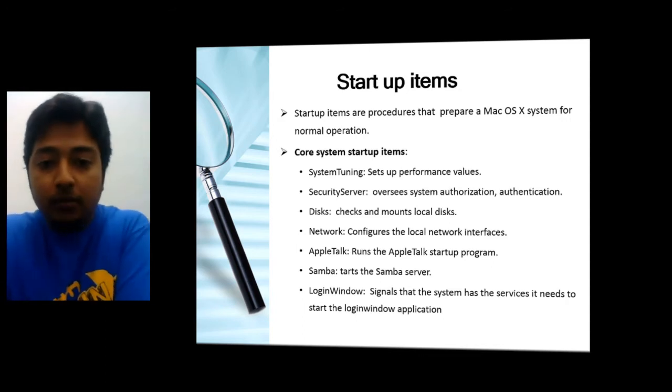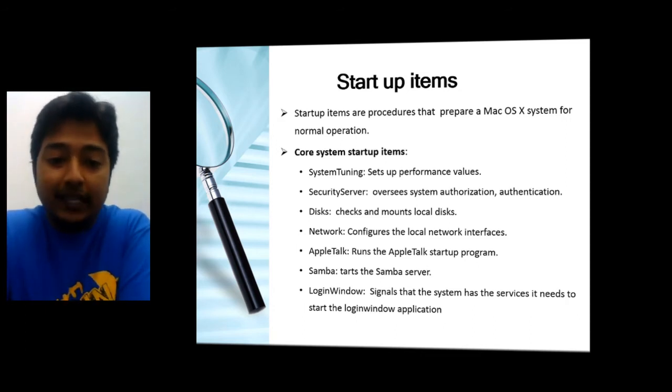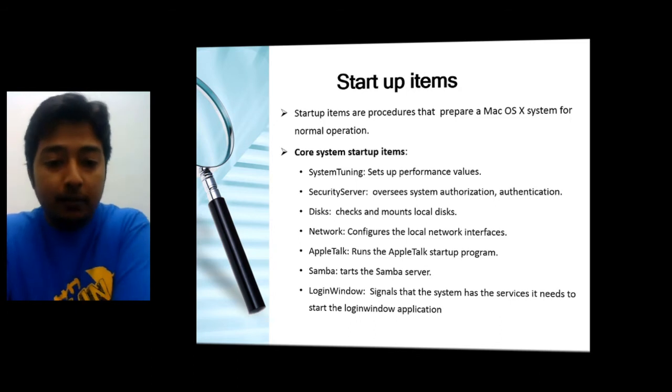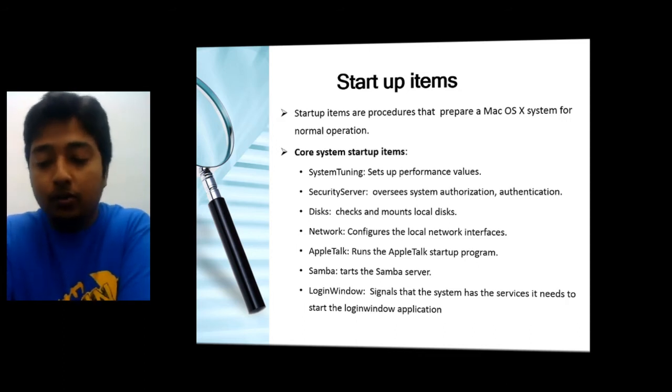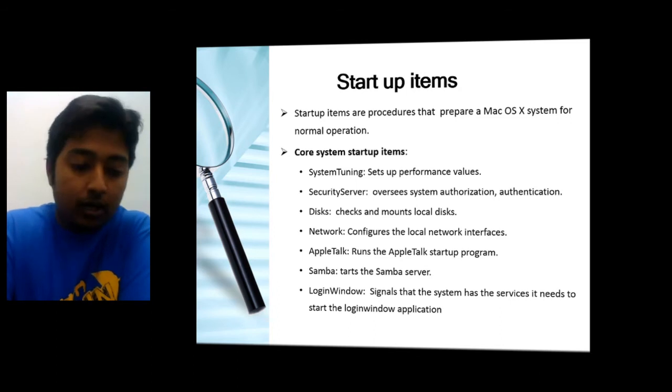So the core system startup items include the system tuning. The system tuning is a program that sets up the performance values. Some of the other core system startup items are the disk, AppleTalk, and Samba. Samba is a startup program that starts the Samba server, and the network program configures all the local network through which you can connect to the internet or local LAN servers.